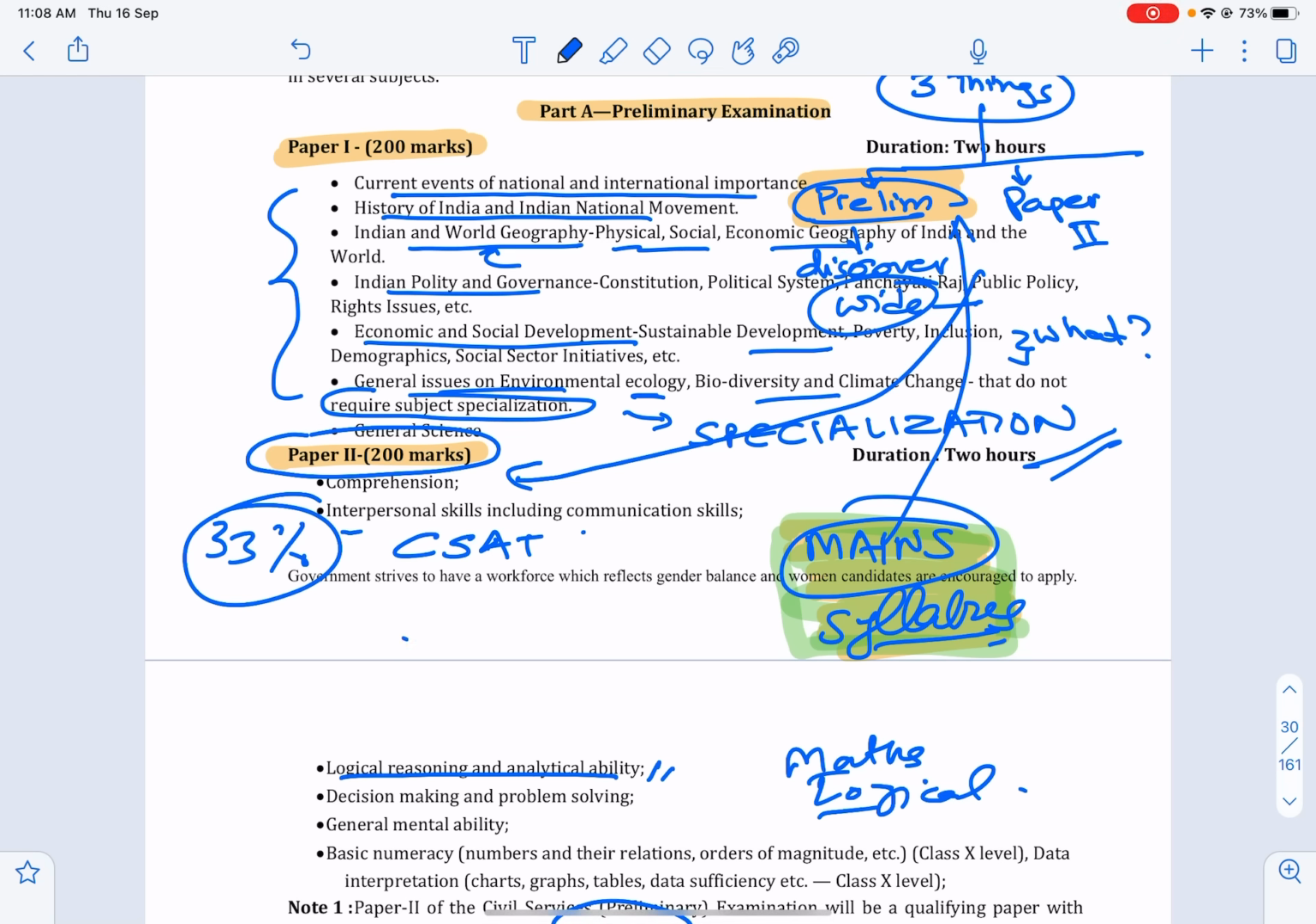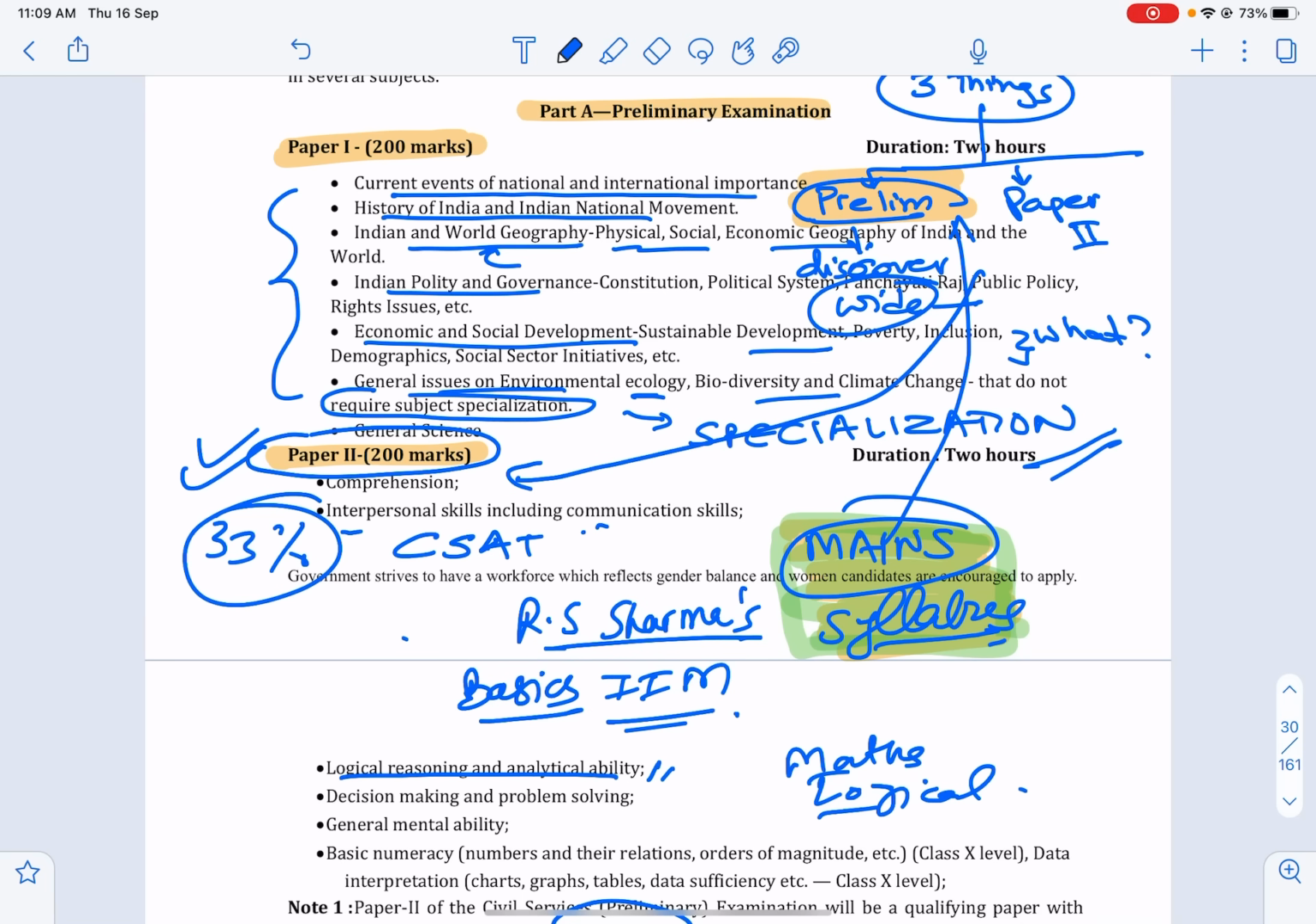So I would say 80% of the candidates are comfortable with paper 2. Those who are not, give it some time. Try to refer to R.S. Sharma's books on comprehensions, etc., and they are pretty good. Or refer to any of the IIM materials. Even though UPSC is not as high as IIM materials, you can use the basics to study for the CSAT portion.